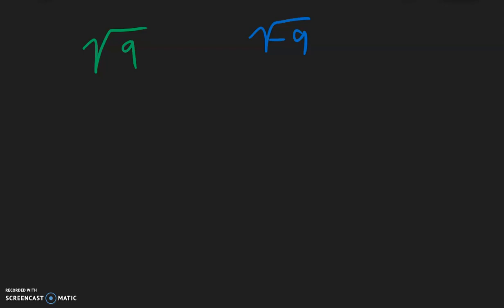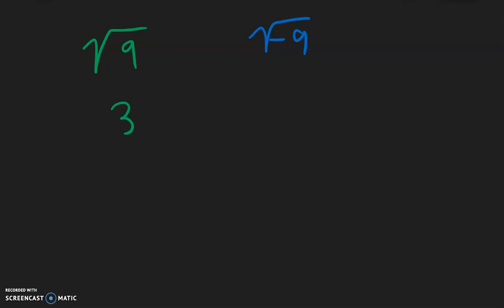In this video, I will show you how to simplify square roots with negative numbers. So for example, square root of 9 is positive 3. But square root of negative 9, well, there is no square root of a negative number because there's no number that I can multiply by itself to get negative 9. Because 3 times 3 is 9, and negative 3 times negative 3 is still positive 9.